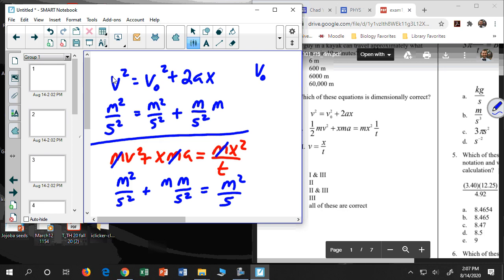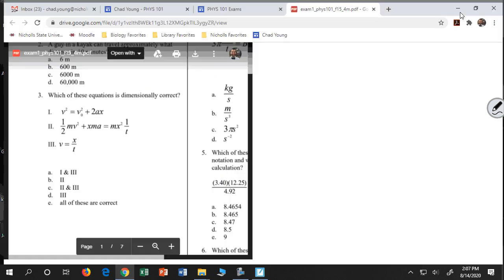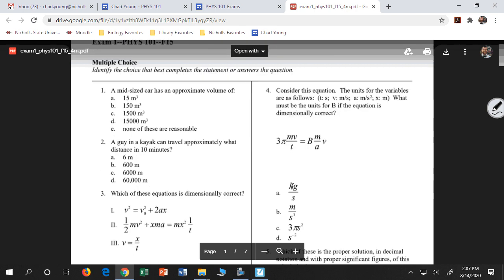And then the third one is v equals x over t. And v equals x over t, meters per second on one side and meters per second on the other side. Now by the time you get to the exam, you'll know that that's one of our basic kinematic equations for velocity as position over time. So you'll recognize that as an equation. This one is not terribly difficult. Let's see if there's another one that might be a little trickier.